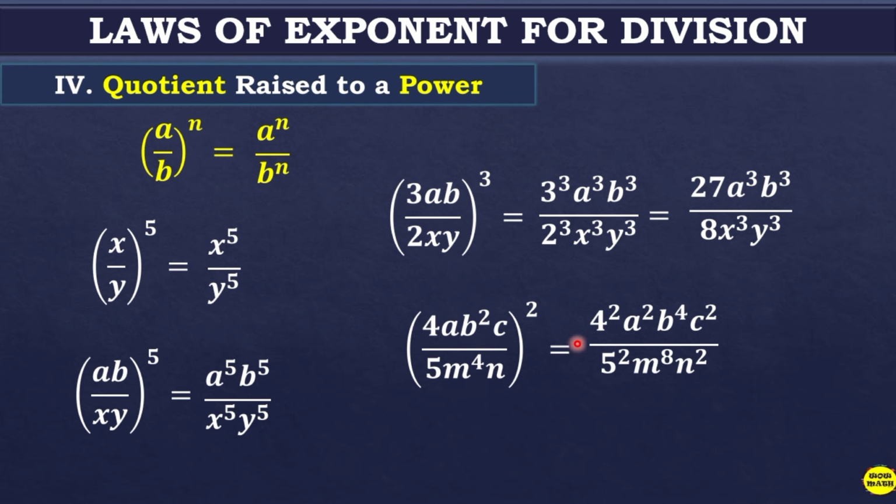Next. So, I have 5 squared. And then m, 4 times 2. So, m raised to 8. And then n squared. Okay, so let us simplify. 4 times 4, that is 16. 5 times 5, that is 25. And then yung literal coefficient mo, copy lang po natin. Now, kung pwede pa to i-divide, meron ba silang common factor? 4, 5, wala. Okay, at hindi rin sila pwedeng i-divide. So, therefore, as is na siya. So, our final answer is 16 a squared b raised to 4 c squared all over 25 m raised to 8 n squared. Next.